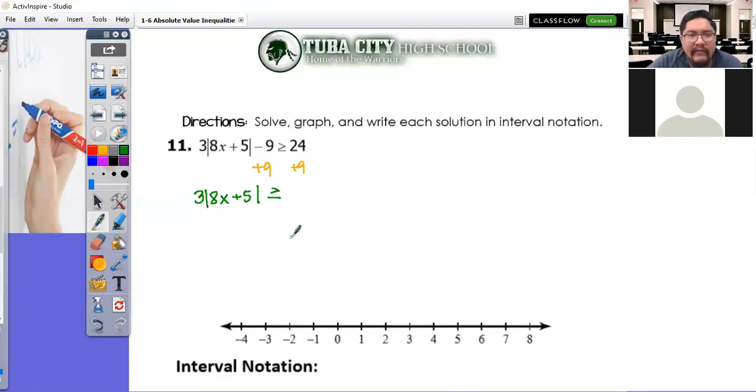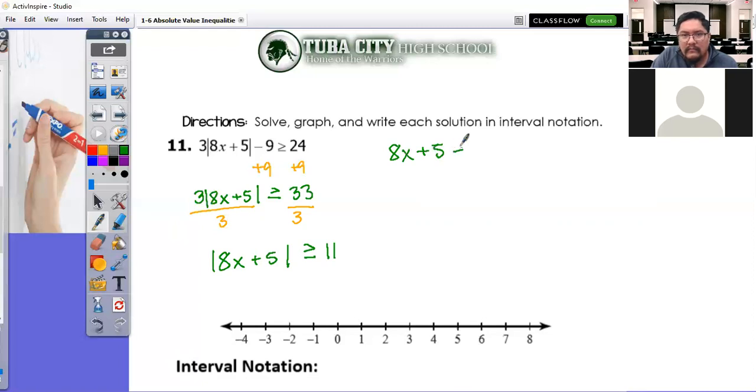24 plus 9, that would be 33. All right, and then continue trying to isolate this. So 8x plus 5. And 33 divided by 3 would be 11. And now it's isolated, so we should be able to get our two cases. So keep it. And switch. So switch both of these, check it, make sure you're switching both outside elements on one of them.